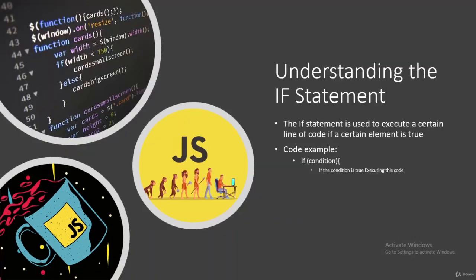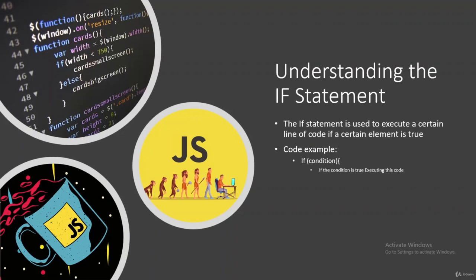All right, so basically you have three different parts of the if statement. You have the if statement, you have the else statement, and you have the else if statement. So the first thing that we are going to talk about will be the if statement. It's used to execute a certain line of code if a certain element is true. The way it's written is pretty simple.